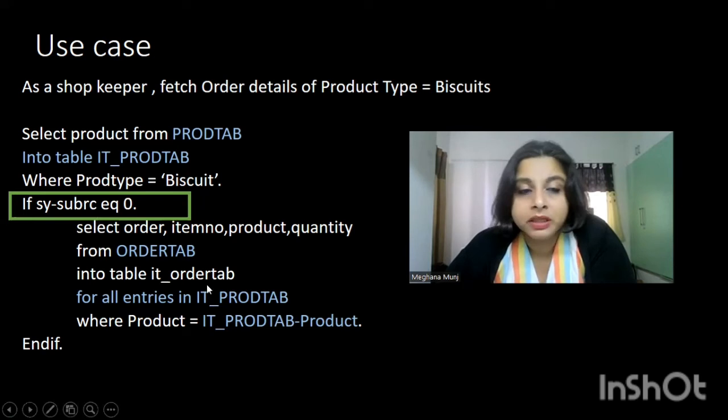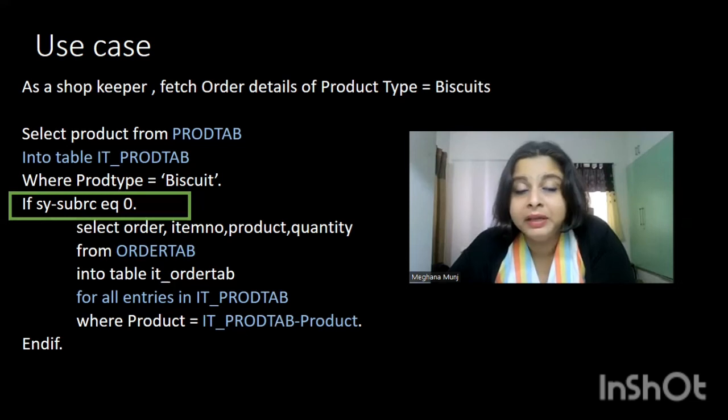The select goes into another internal table, IT order tab, and it is done FOR ALL ENTRIES in IT prod tab, which means my code will fetch all the product orders from the order tab which exist in IT prod tab. That is why this WHERE condition is given, which says that the product is equal to IT prod tab hyphen product. So this is how the join using FOR ALL ENTRIES is written in ABAP.